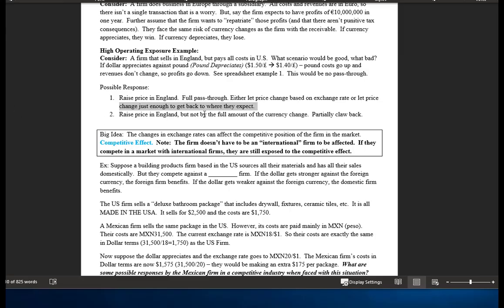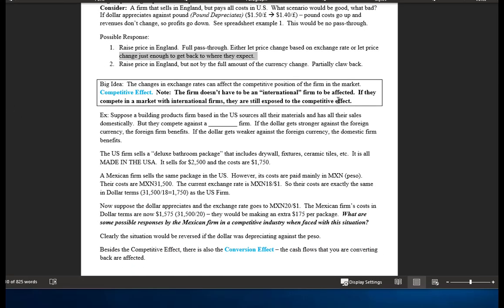All right, let's go back to the slideshow here and think about a possible response. One is to raise the prices in England. We could have a full pass-through, so that is, our currency went down by 10%, the exchange rate went down by 10%, we're going to raise our prices by 10%. That would be an example of a full pass-through. So this is either let the price change based on the exchange rate, or let the price change just enough to get back to where we expect it to be. And then we're going to look at another possible response: raise the price but not by the full amount. We're going to do these in turn.